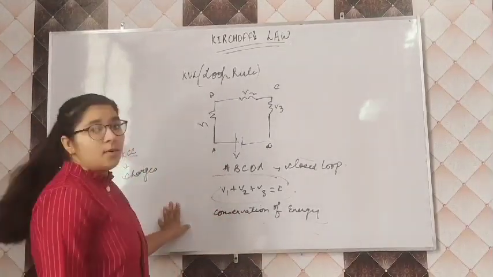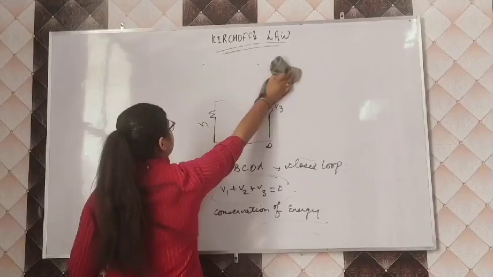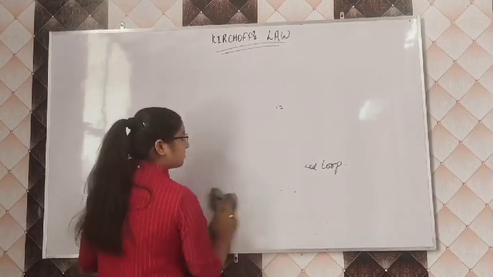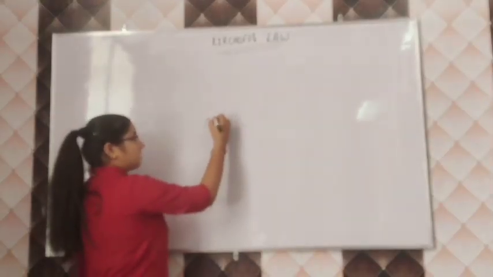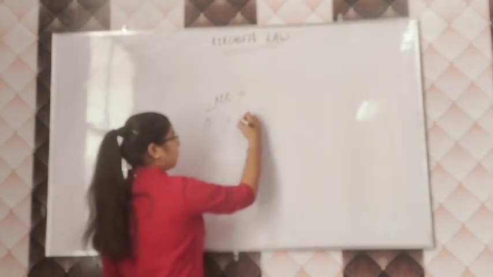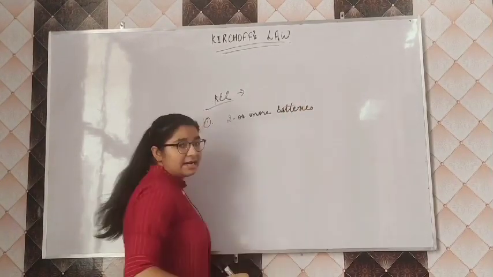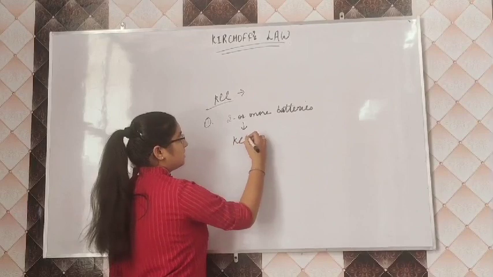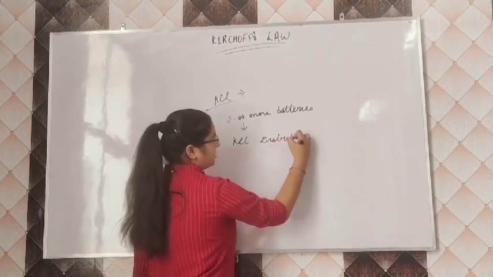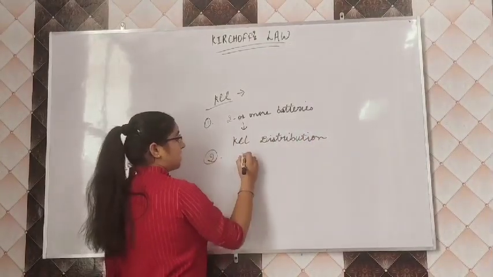Okay, so now how do we apply Kirchhoff's law? Now let's learn the method to apply this while solving the circuits. So, method to apply the KVL is: draw a circuit with two or more batteries. And after that you have to decide the distribution of current. After that you have to consider a closed loop.